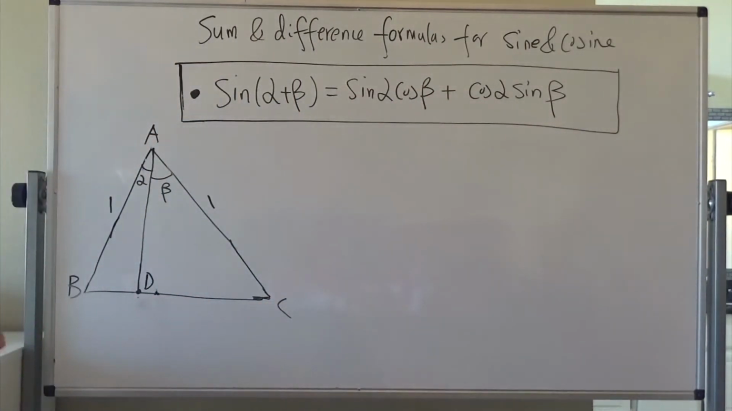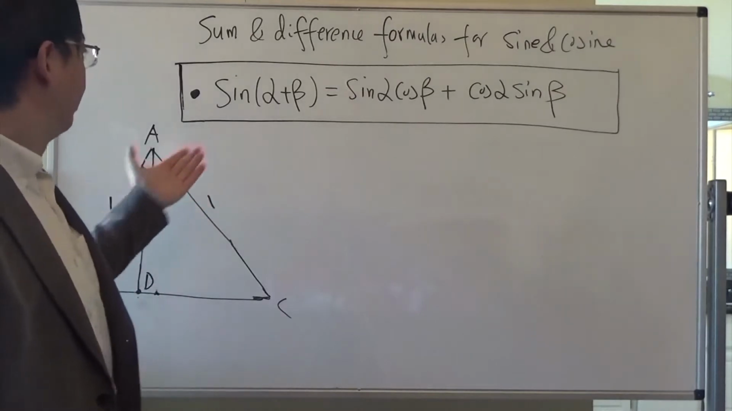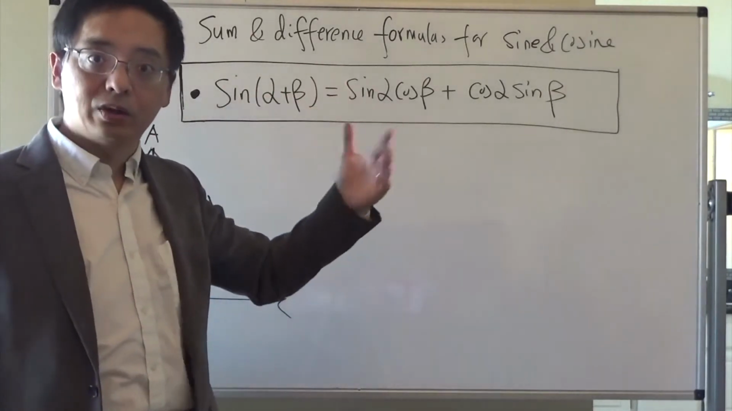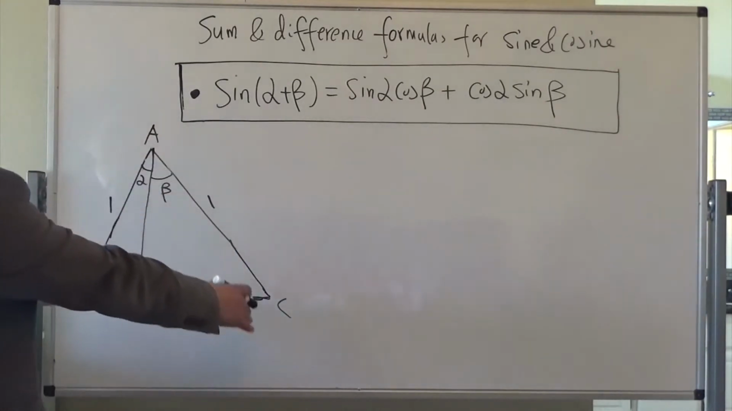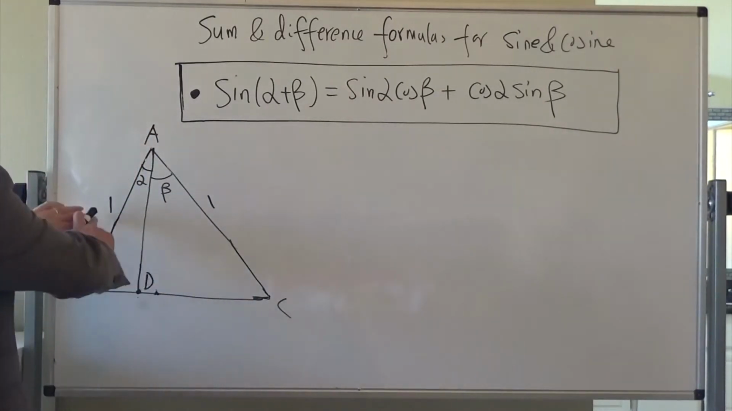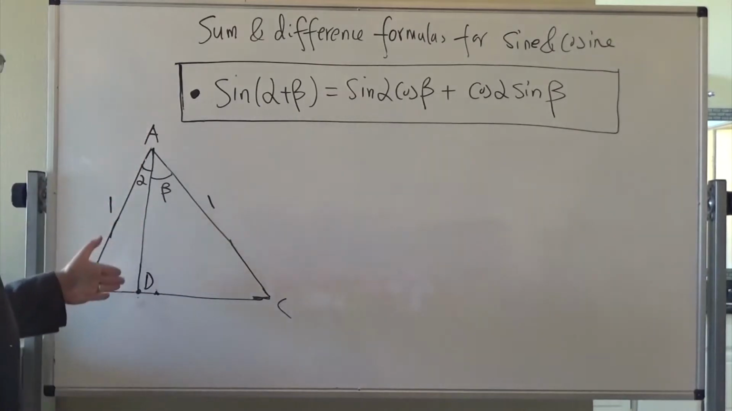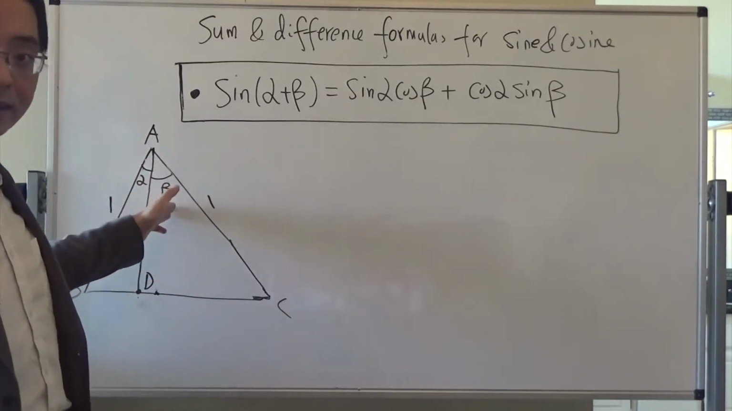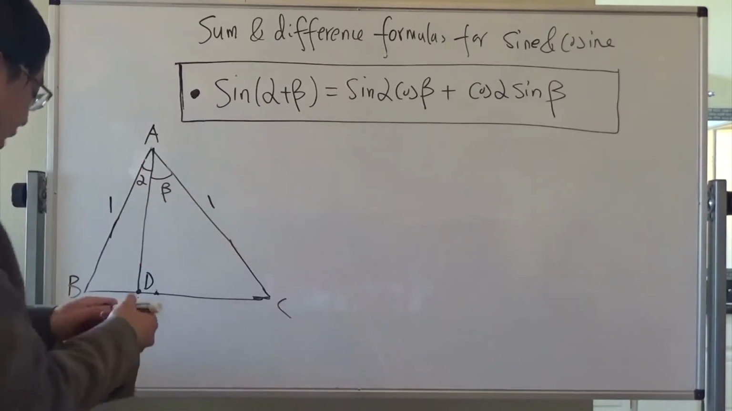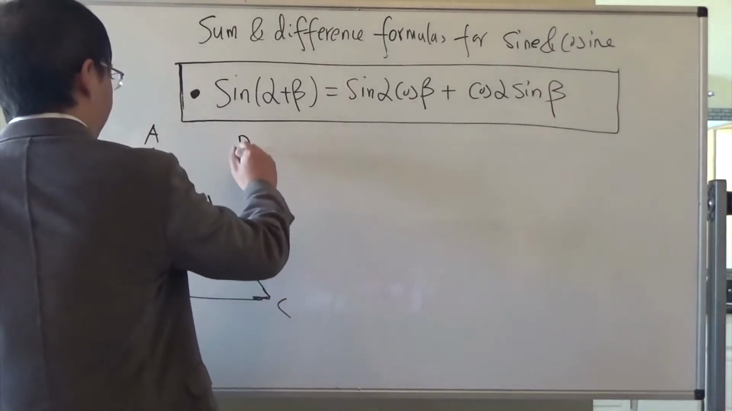For convenience, I just assume that both alpha and beta are acute angles, and I put them in the isosceles triangle ABC. AB equals AC is 1, and I divided angle A into angle alpha and beta. Okay, let's prove this. Proof.